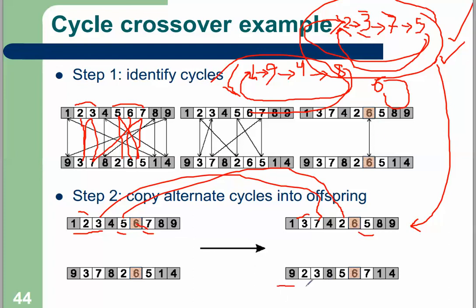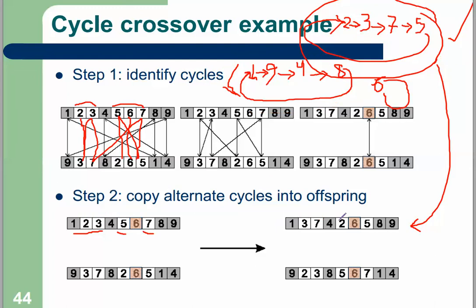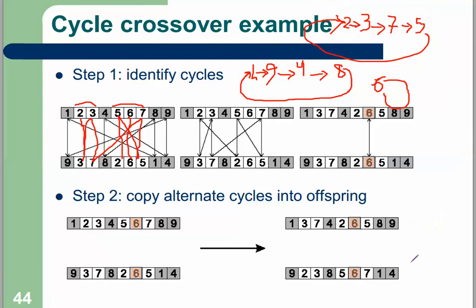For the second child, each value is replaced by the previous value. 3 is replaced by 2 here, 7 is replaced by 3 here, 2 is replaced by 5 here, which is the previous value, and 5 is replaced by 7. This is named cycle crossover.